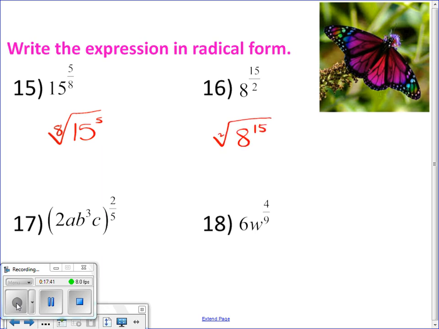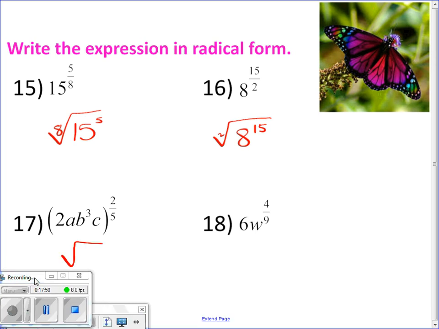Good. Number 17, Tatiana. Yeah, because otherwise, if I read it without the parentheses, that squared would only go to the C. Okay. Good. And then 18, Sean.